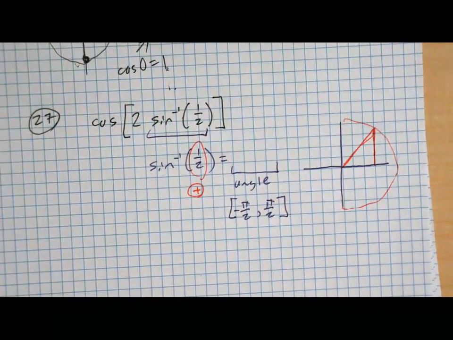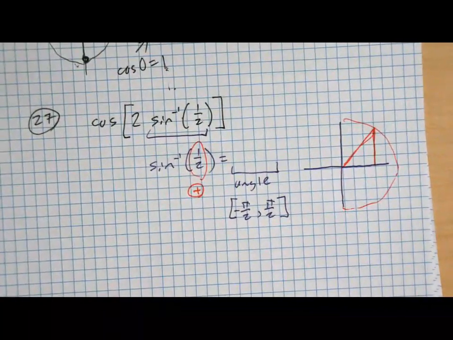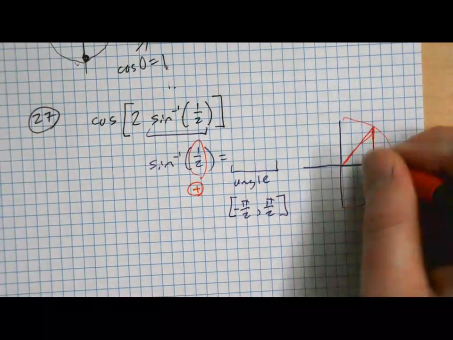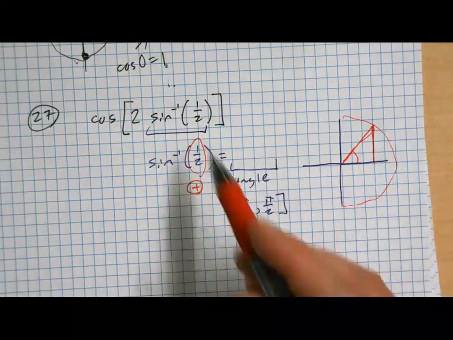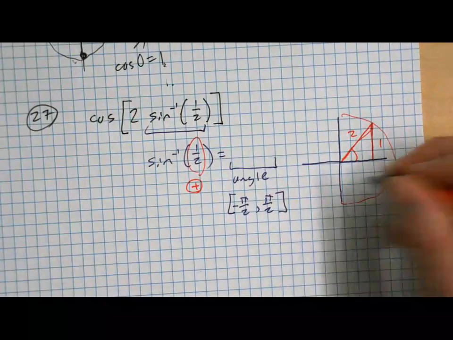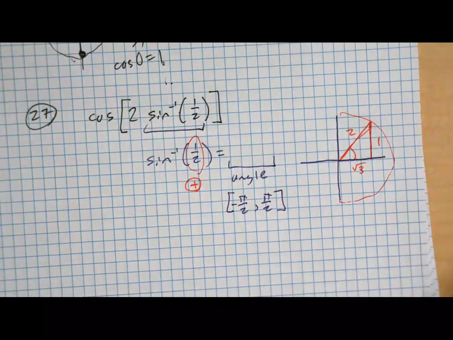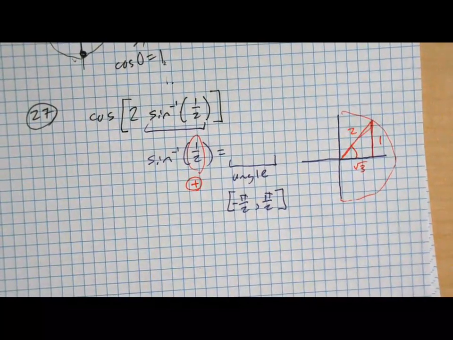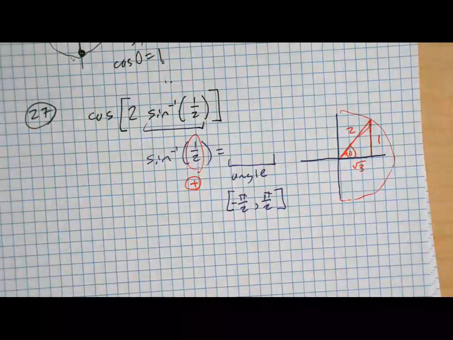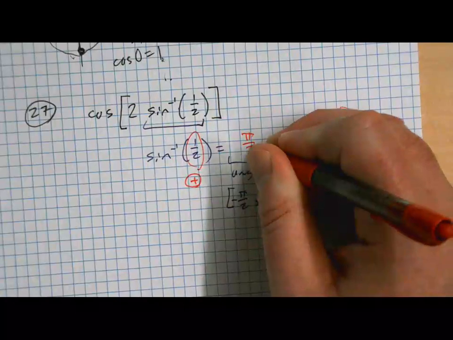Are we feeling okay about identifying which quadrant we're in? Any questions there? All right, so my reference angle is right here. Sine is opposite over hypotenuse. That looks like a 30, 60, 90 triangle. I recognize that 1 and that 2. The other side would be root 3. And this is my 30-degree angle right there. So my angle is 30 degrees. In radians, that would be pi over 3.